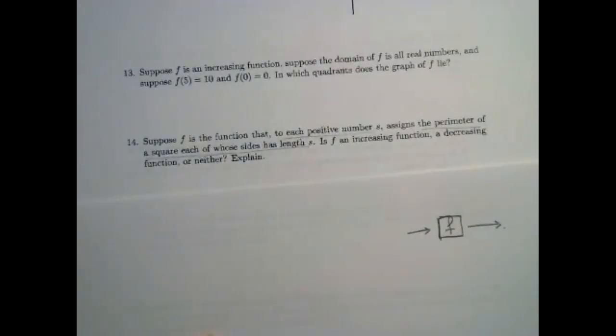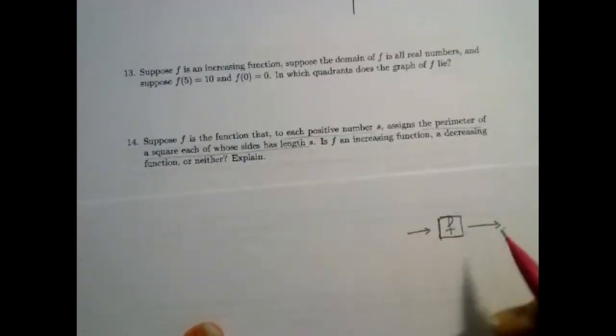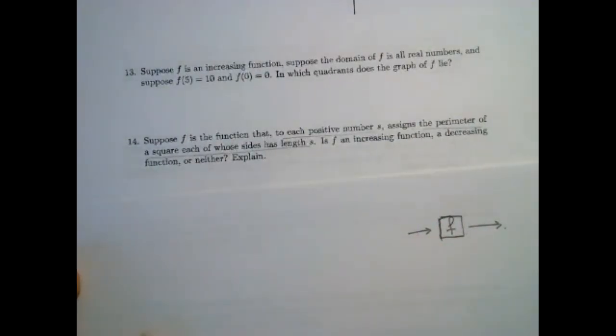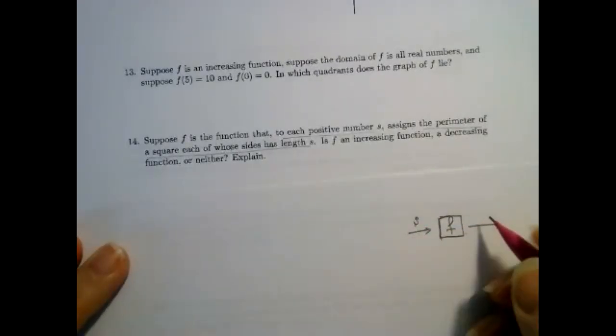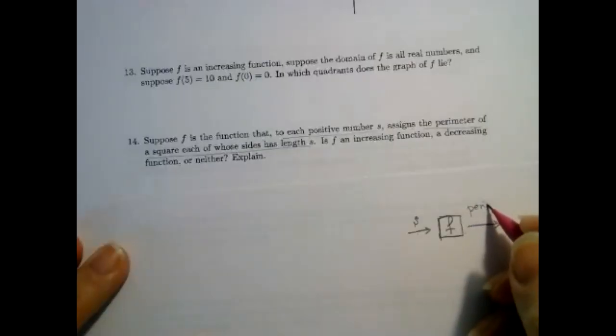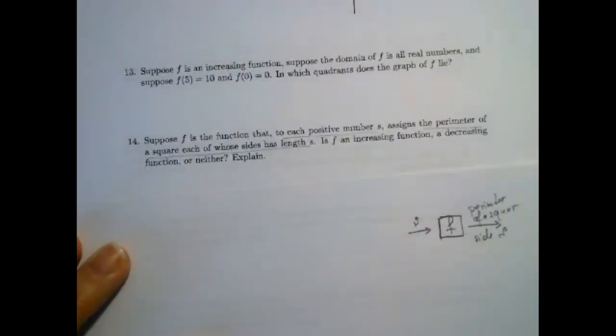All right. Who would like to talk? What is this function doing? What do you give it? And what does this function assign to what you give it? You give it a positive number. Yes. And it will give you the perimeter of a square who has the sides of that length. Right, side s. So you give it a number and it's going to give you the perimeter of a square of side s. That's what this function is doing.